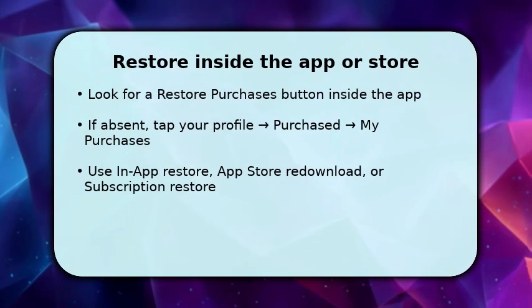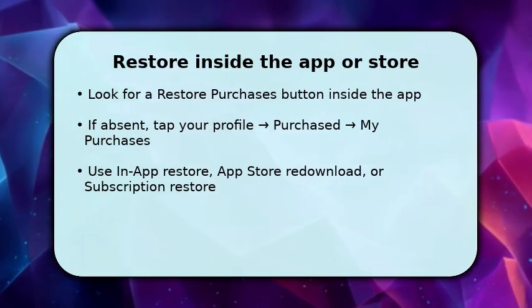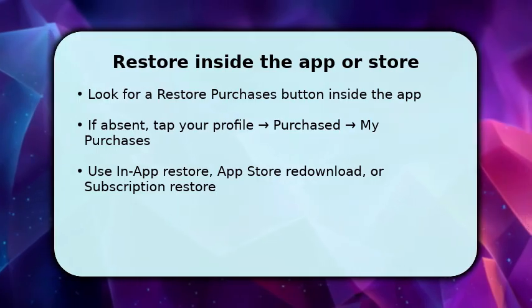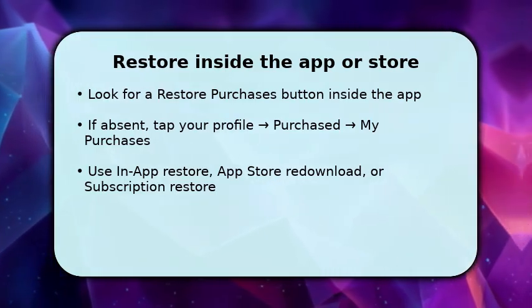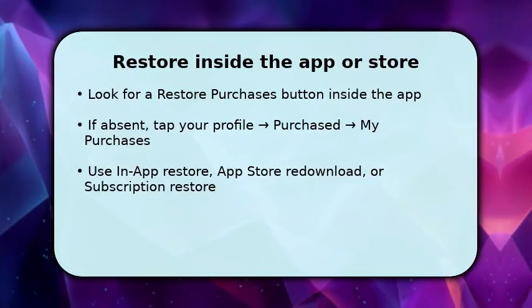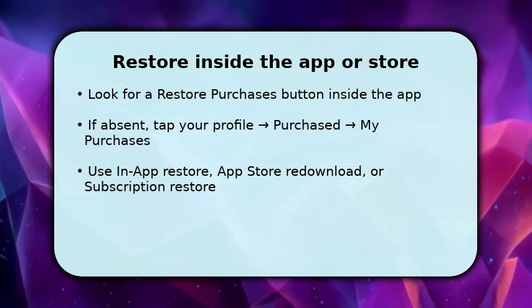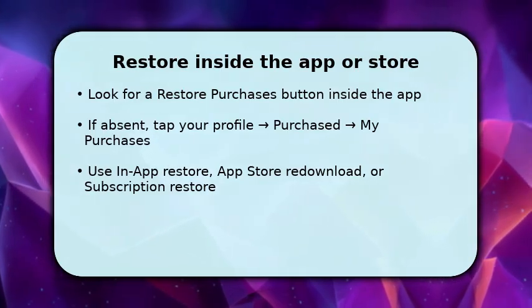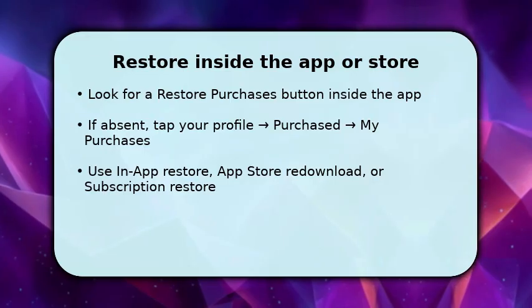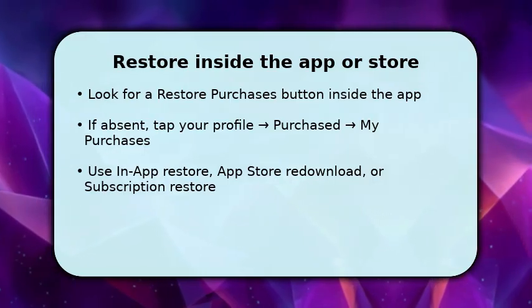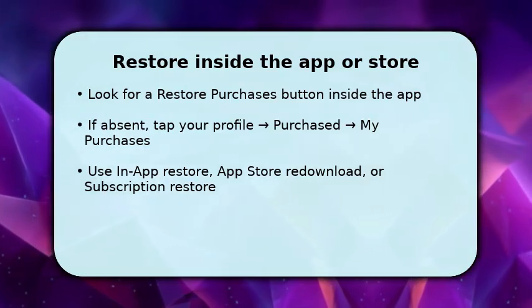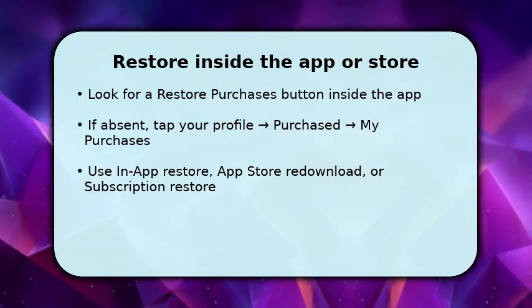Now proceed to the actual restore. Open the app and find a Restore Purchases button. This triggers the app's verification with Apple's servers. If the app lacks that control, return to the App Store. Tap your profile, go to Purchased, and re-download the app to refresh receipts. For subscriptions, use subscriptions in your profile to re-enable access. Once done, the app should reconcile content and unlock features.